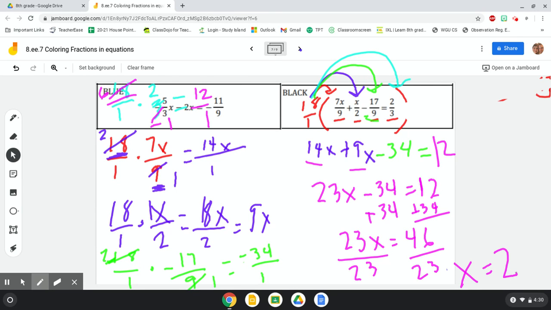If I were to substitute that back into my equation, I should get a true statement.